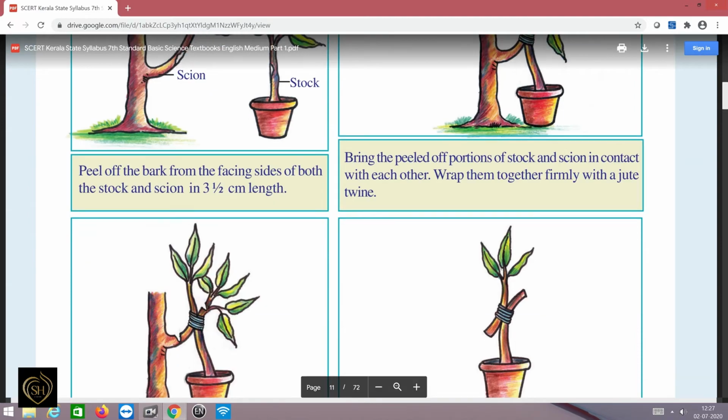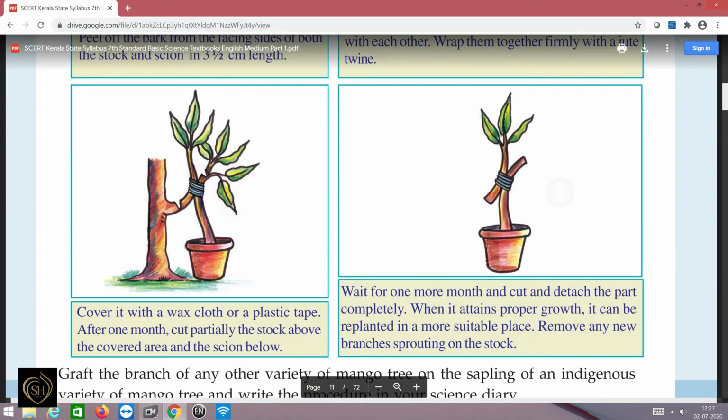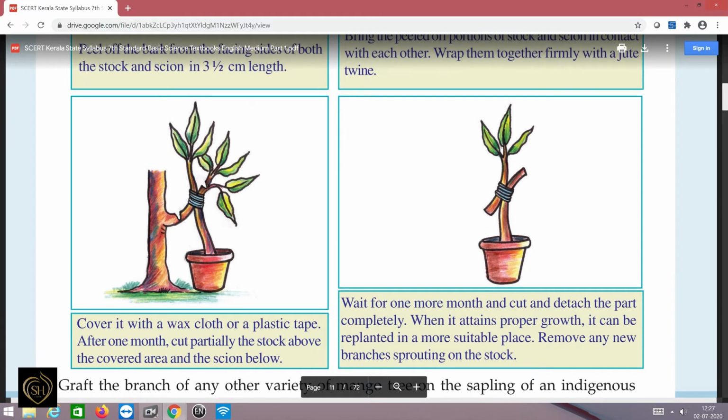And then what to do? Cover it with a wax cloth or a plastic tape. After firmly covering with a jute twine, you cover it with a wax cloth or a plastic tape. And wait for 1 month. After 1 month, what to do? Cut partially, not fully.